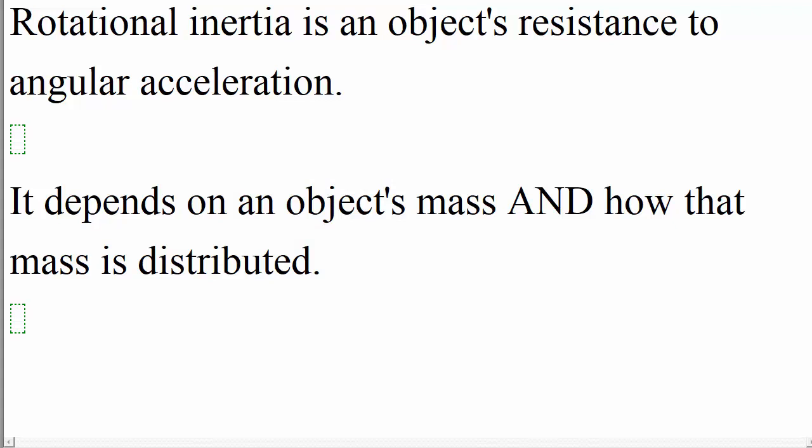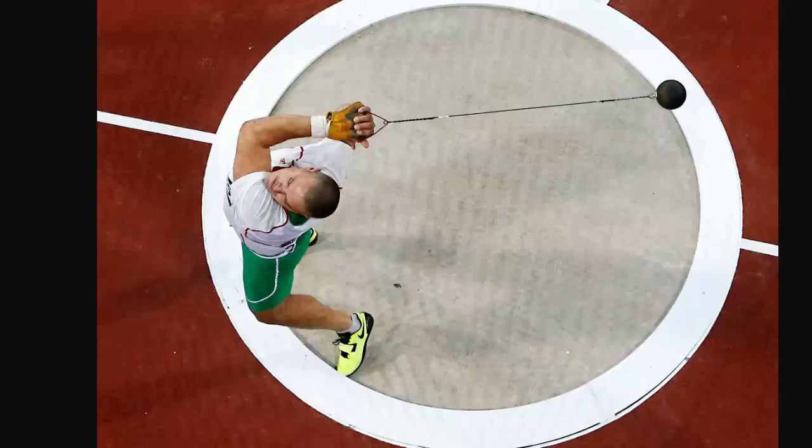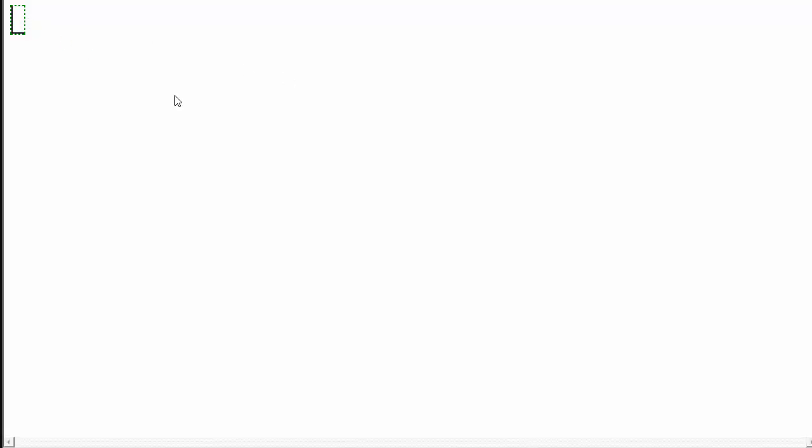Rotational inertia is an object's resistance to angular acceleration. It depends on an object's mass and how that mass is distributed. Notice this athlete in the hammer throw competition. He's swinging this heavy ball around the axis of rotation, his body. Because all the mass is concentrated at the full radius, the formula for rotational inertia in this case is I equals m r squared.